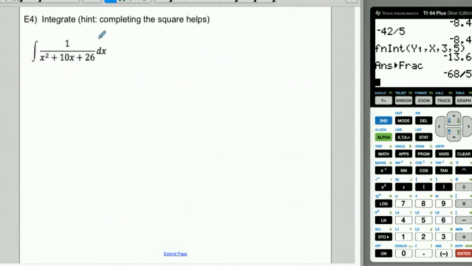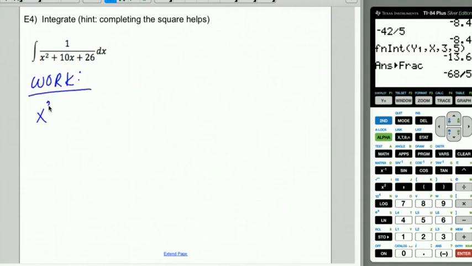All right, so you're going to integrate, and the hint is completing the square helps. So right now, there's no way that u sub is going to help you because you don't have anything on top at all. So it's definitely not classic u sub. So the hint was complete the square, so we might as well just go ahead and complete the square, right?